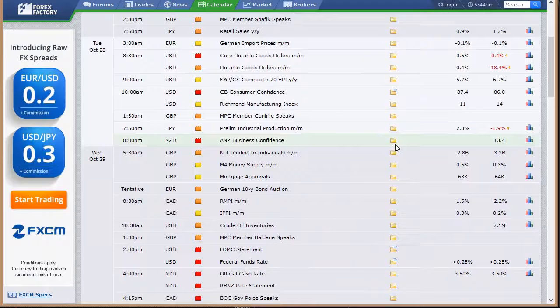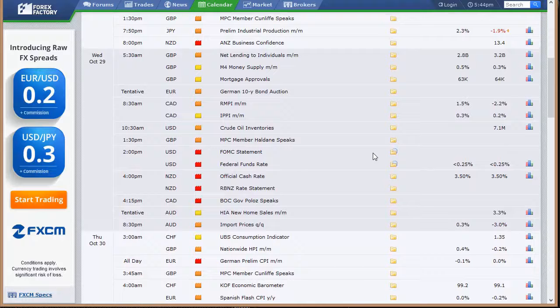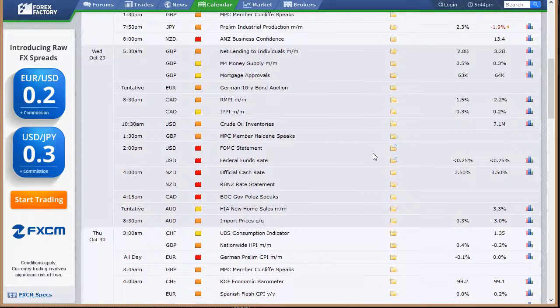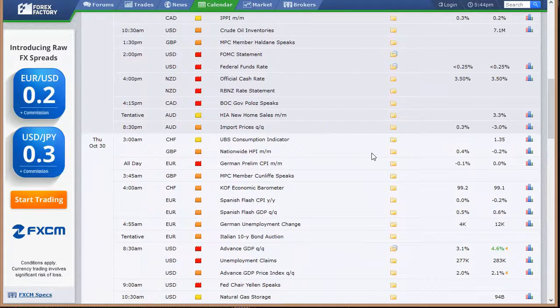That can move the market, but probably not Forex that much. Richmond manufacturing index. We got the dollar or the yen, the Japanese preliminary industrial production number, business confidence out of New Zealand. We go into Wednesday already. Money supply and mortgage approvals out of the UK, German 10-year bond auction. Canada's got the RMPI and the IPPI. US has got crude oil inventories on Wednesday.